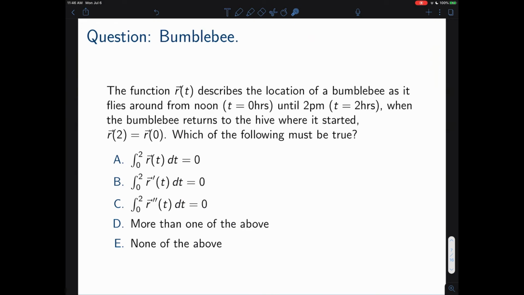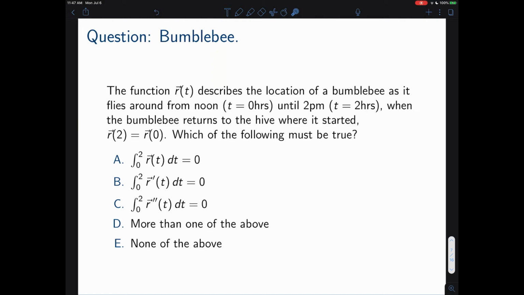A question for you. A bumblebee is flying around from noon, t equals 0 hours, until 2 p.m., t equals 2 hours. So it flies around for 2 hours. And its position, its location, is given by r of t. And we're given that it starts in a hive, and at 2 p.m. it returns to the hive. r of 2 equals r of 0. So with those, which of the following are true?